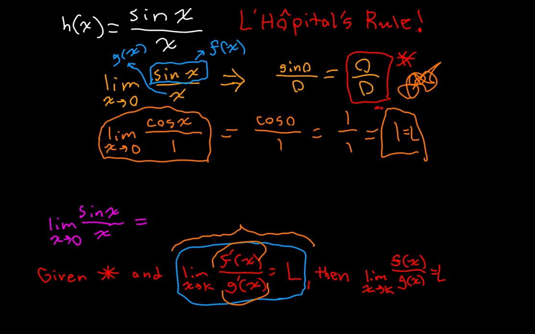So now we can say overall that the limit of sine of x over x as x goes to 0 is equal to our L, which is equal to, I'm going to write this whole thing out, the limit as x goes to 0 of cosine of x over 1, which is equal to 1. And this is our final answer. Our final answer is that the limit as x goes to 0 of sine of x over x is equal to 1.